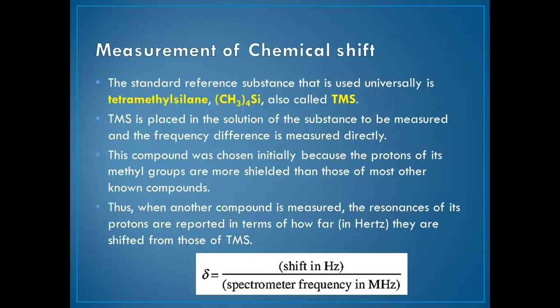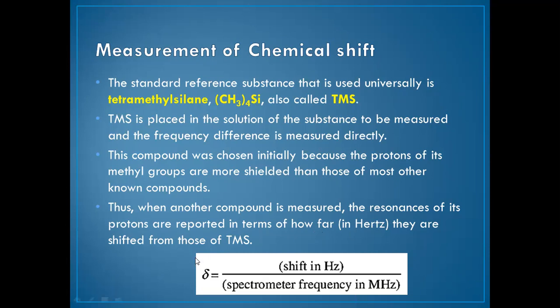So, measurement of chemical shift. Basically, the standard reference substance that is used universally is tetramethylsilane, also called TMS. Tetramethylsilane is placed in a solution of the substance to be measured and the frequency difference is measured directly. This compound was chosen initially because the protons of its methyl groups are more shielded than those of most other known compounds. Thus, when another compound is measured, the resonances of its protons are reported in terms of how far they are shielded from those of tetramethylsilane.